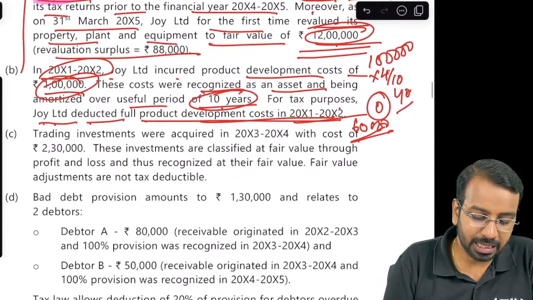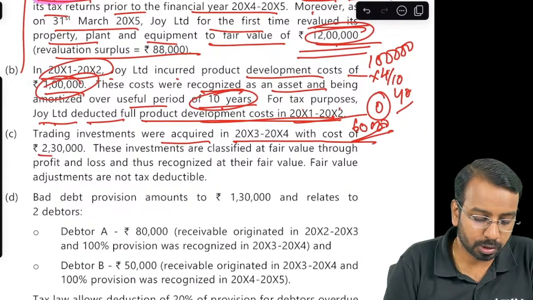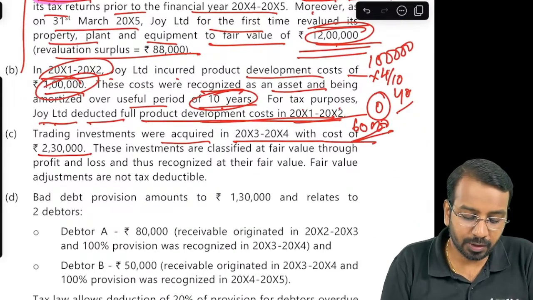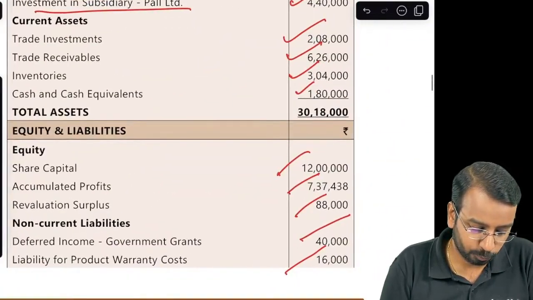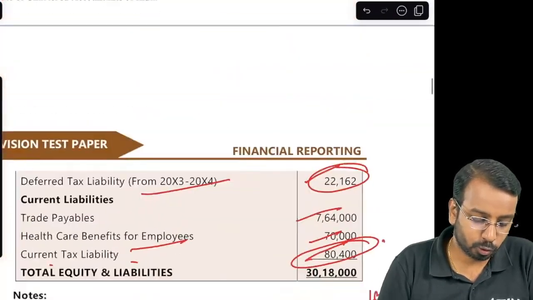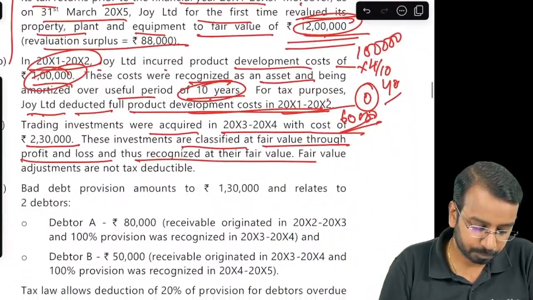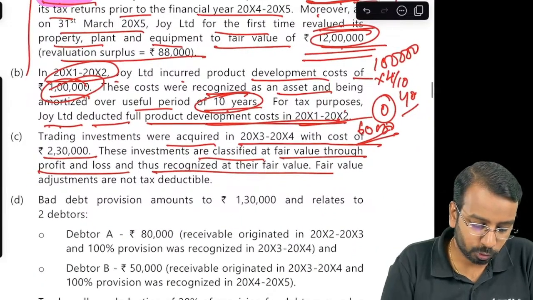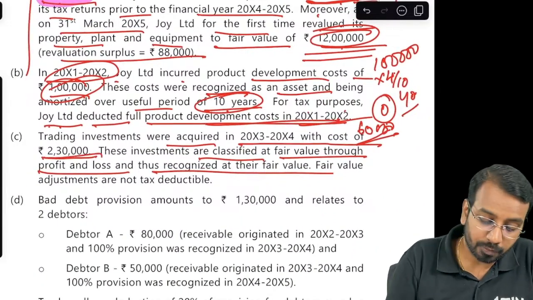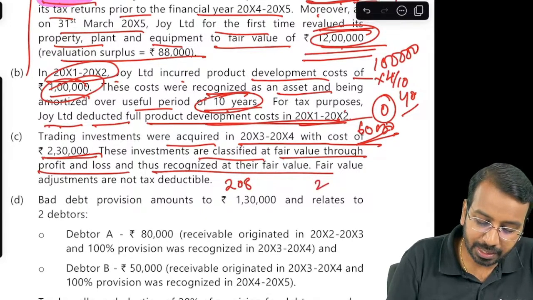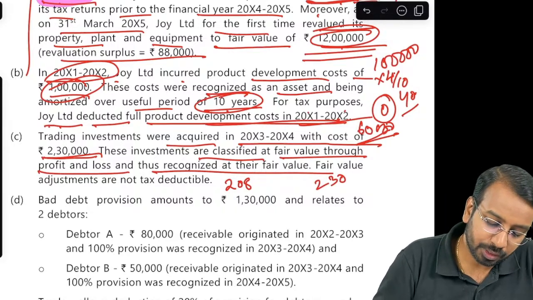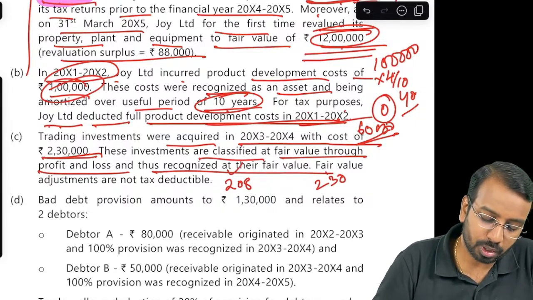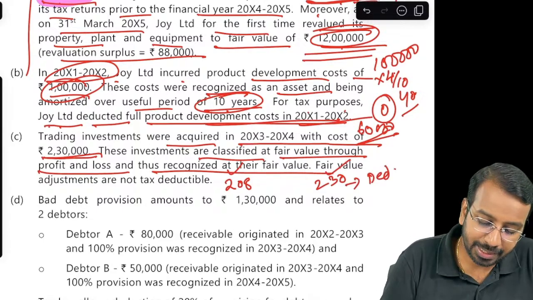Trading investments were acquired in year 3, year 4 at a cost of 2,30,000. These investments are classified at fair value through P&L and recognized at fair value. What is the investment value? 2,08,000. So the carrying amount of the asset is 2,08,000, and for income tax purposes it is 2,30,000. So if the asset amount is lower in the carrying amount and higher for tax purposes, this will become a deductible thing.